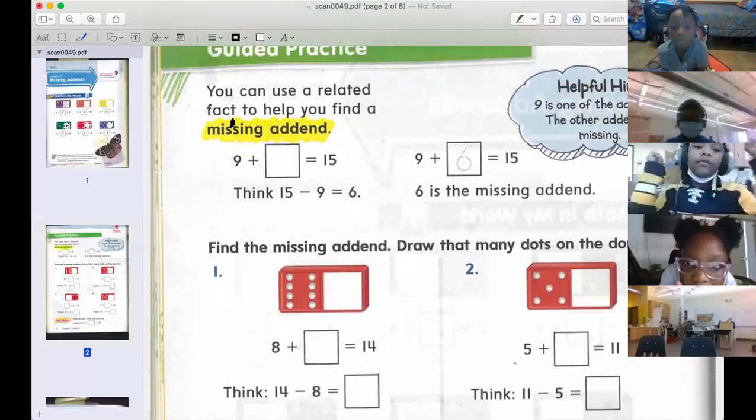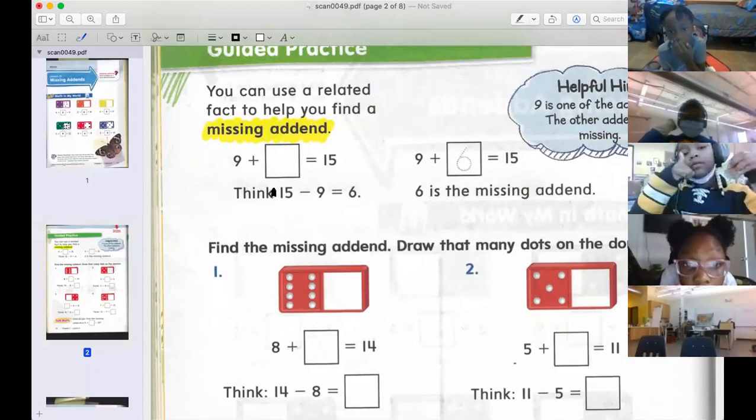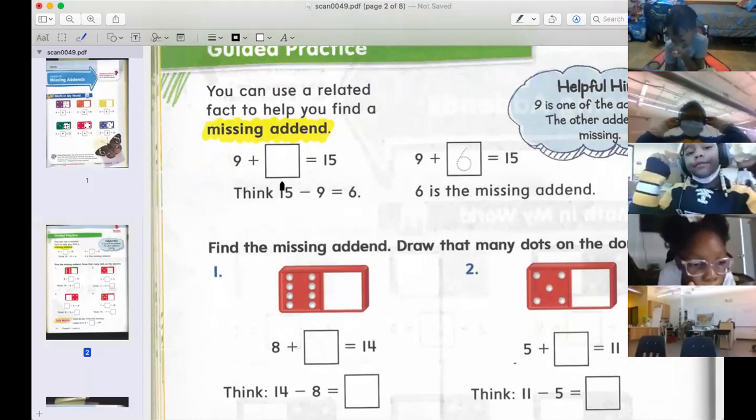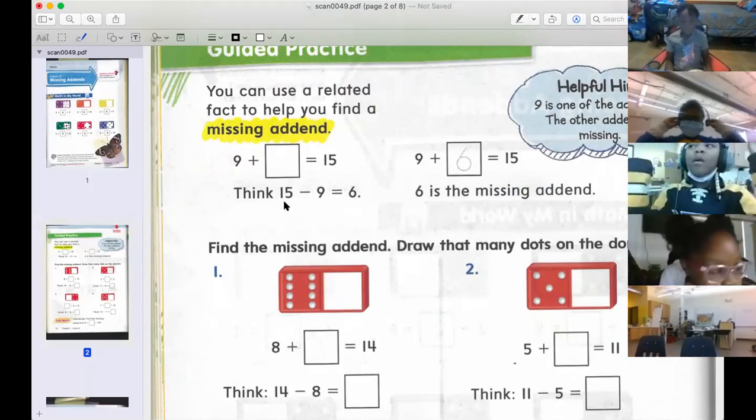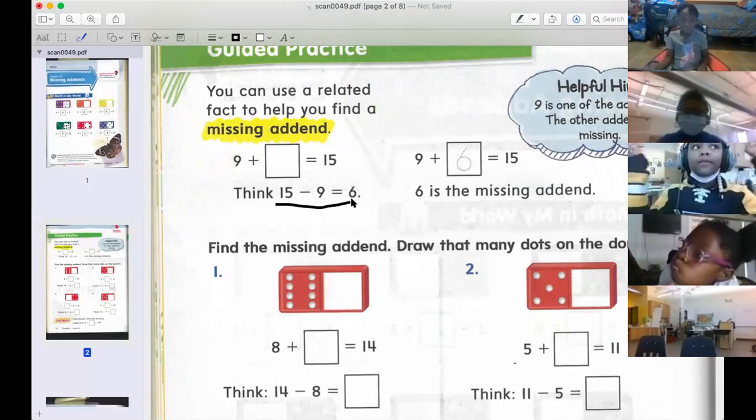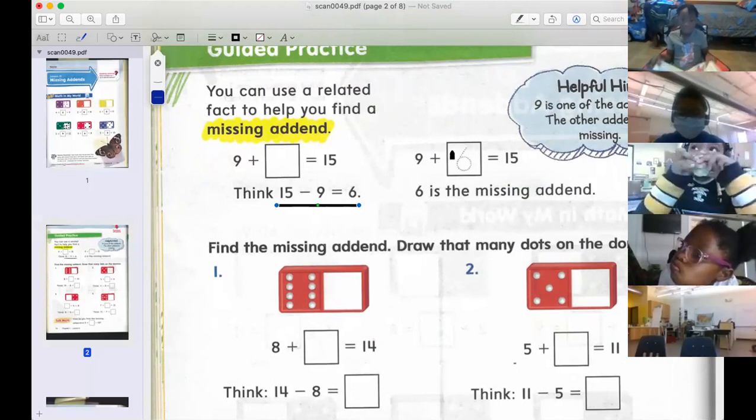So you can use a related fact to help you find a missing addend. We kind of talked about this already. So think of 9 plus something equals 15 as 15 minus 9 equals 6. 6 is the missing addend.